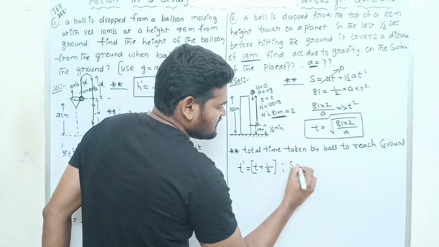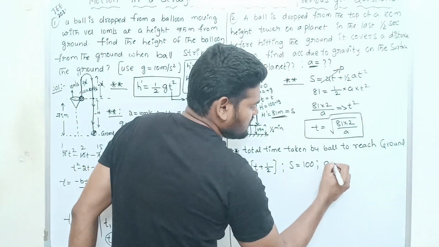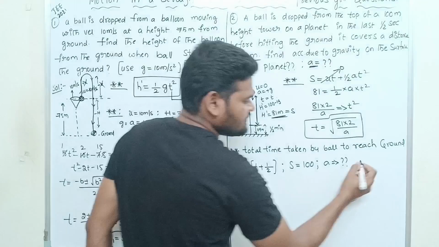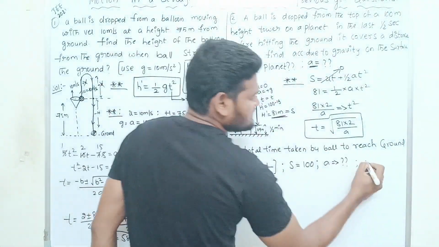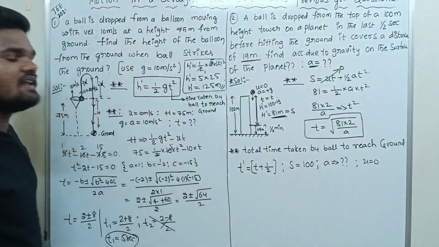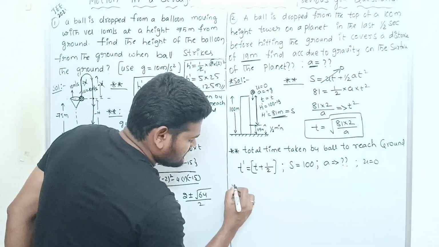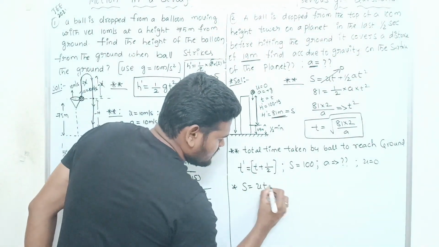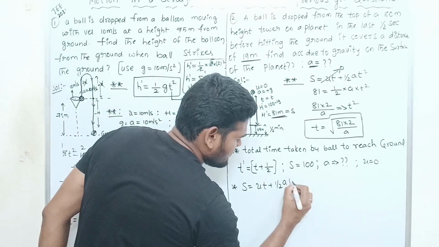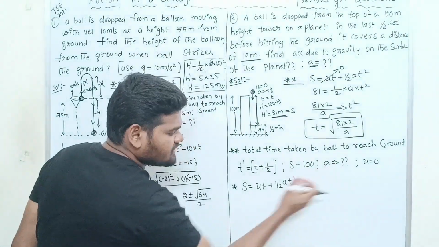So what is the displacement? S is equal to 100. We don't know the acceleration due to gravity, we have to find it. And what is the initial velocity of the ball? 0, because it is a freely falling body from a certain height h. So again, I'm taking the equation of motion, S is equal to ut plus half a t square. Substitute these values here.